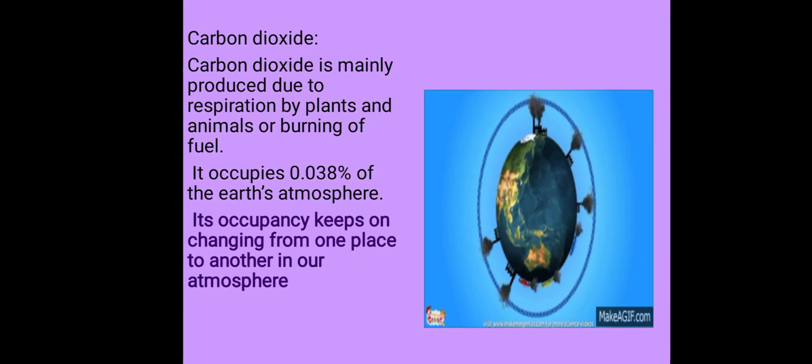Next one is carbon dioxide. Carbon dioxide is mainly produced due to respiration by plants and animals, or sometimes because of too much pollution, that is burning of fuel also. It occupies a trace amount of Earth's atmosphere, but as the population increases, deforestation will take place, and with factories evolving, more companies are being formed. Day by day, the amount of carbon dioxide gas is also increasing.